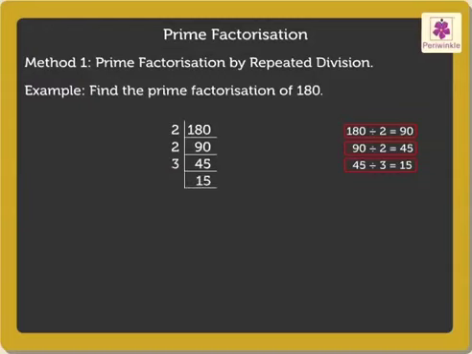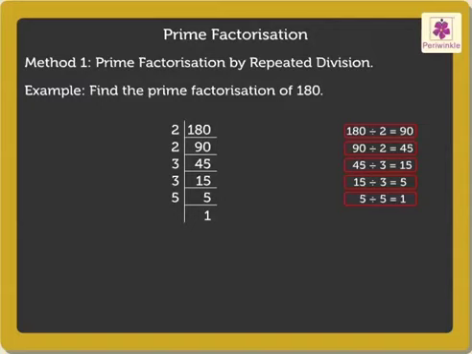Write 15 below the 45. Number 15 is also completely divisible by 3. That is, 15 divided by 3 is 5. Write 5 below the 15. Now we have 5 as the dividend. It is itself a prime number. So, lastly, on dividing 5 by 5, we get 1. Write the 1 below the 5. Now we have 1 as a quotient.